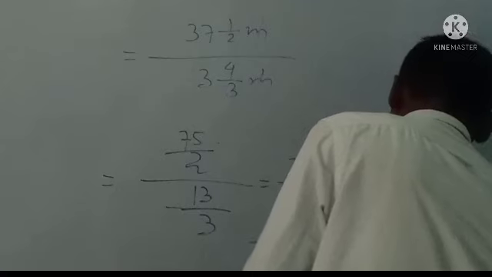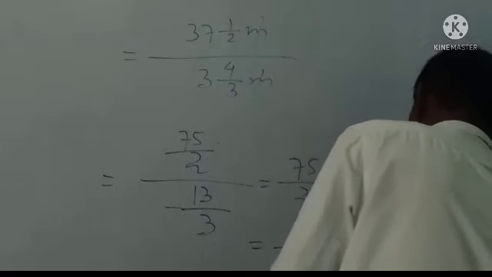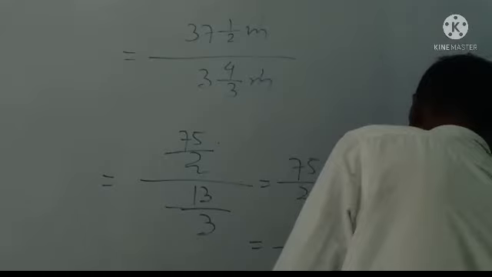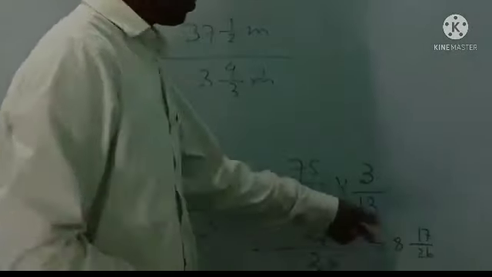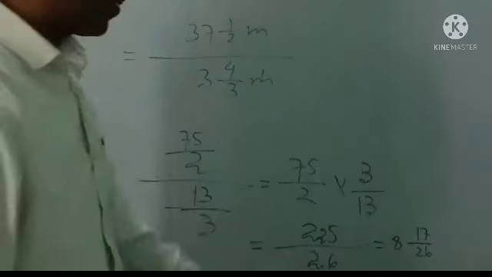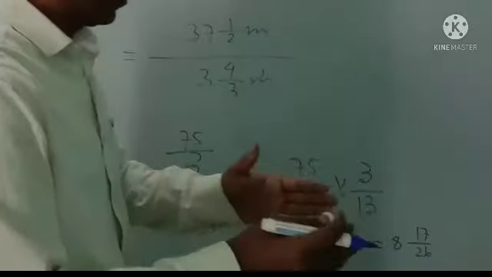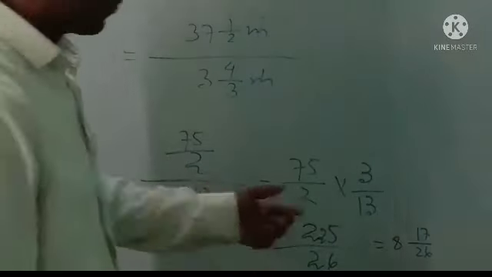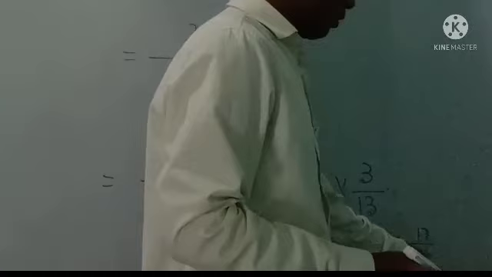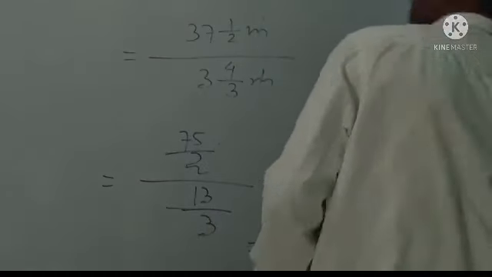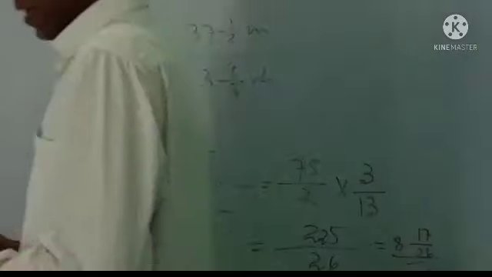Okay, now if you divide, we'll get 8 and 17 by 26. That means we will not get exactly 9 pieces; we'll get 8 pieces of rope and 1 incomplete piece, that is 17 out of 26. This is the solution for question number 7.